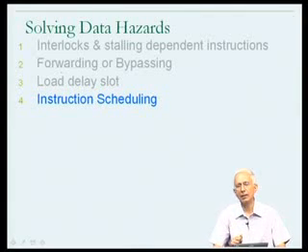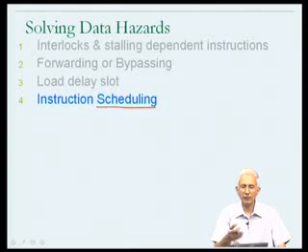Okay, now one other solution to the data hazard problem, which we are currently looking at, is a technique called instruction scheduling. We have seen the term scheduling before when we talked about the scheduling of processes. And scheduling of processes was the decision made by part of the operating system about which process should run next, which process should be in the running state next.